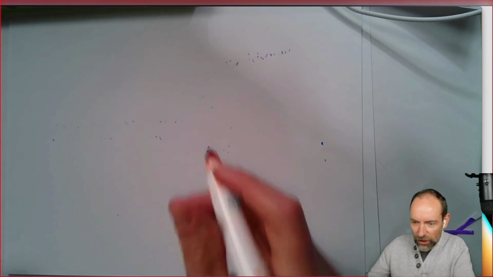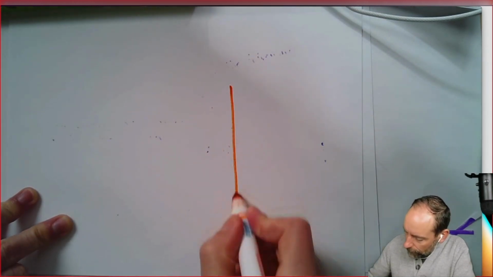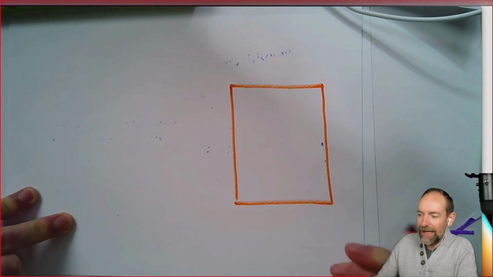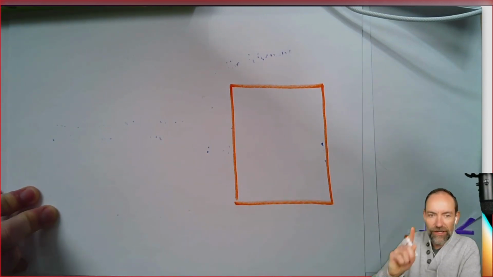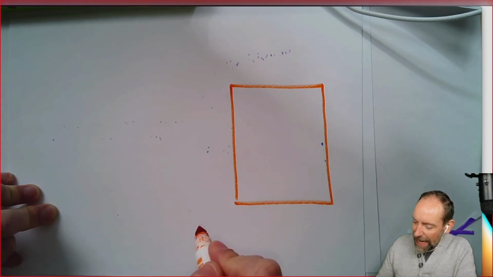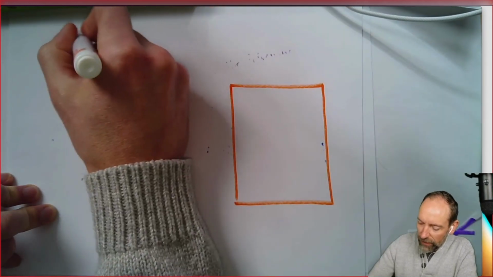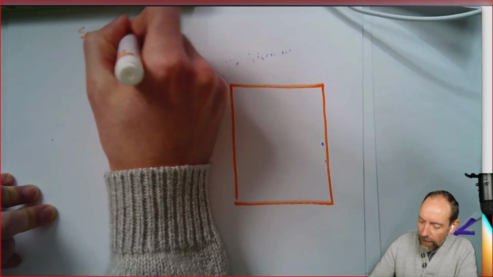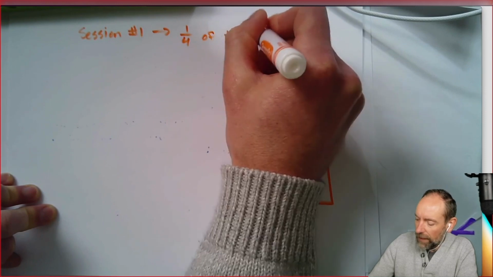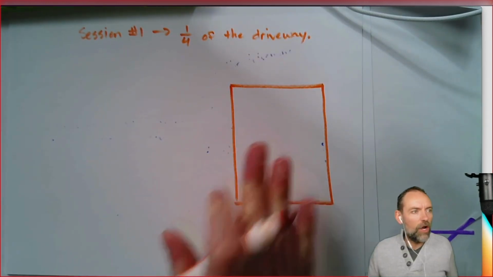So this particular neighbor came out, and this particular neighbor said, you know what? In session number one, this neighbor came out and actually shoveled. So I'm going to write session number 1. Came out and shoveled 1/4 of the driveway. Now I'm not going to draw it. I want you to draw it.